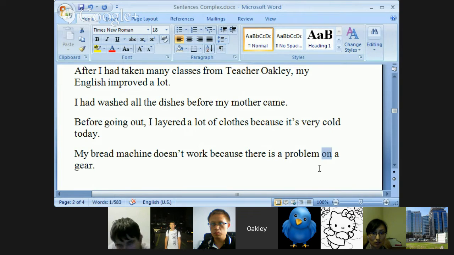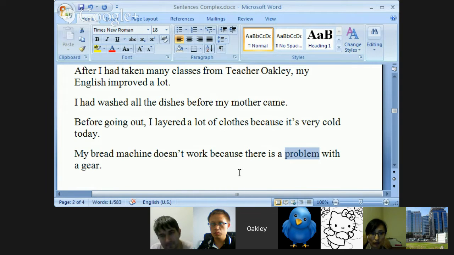Sometimes with prepositions you can imagine when you use in, is it really inside of something? When you use on, is it really on the surface of something or on top of something? Here I would use, there's a problem with a gear. That's all though. That's it. Otherwise, usually we have also the collocation here. A problem with something.